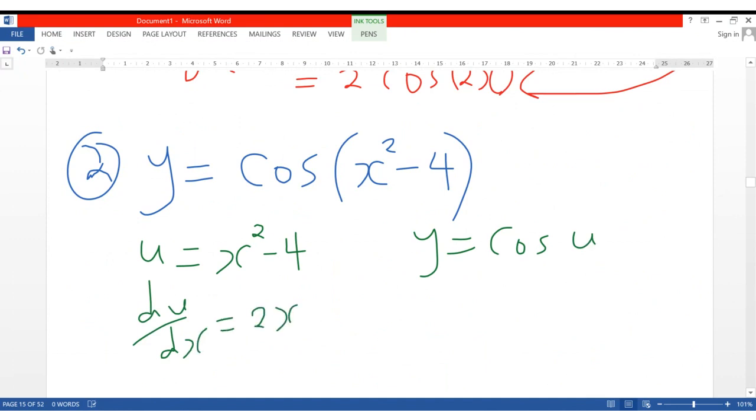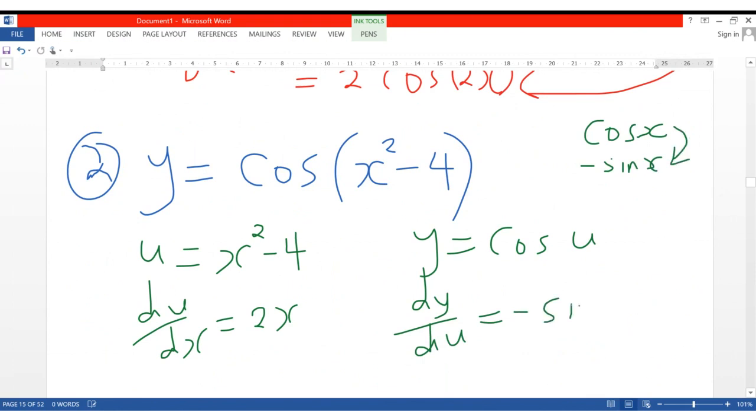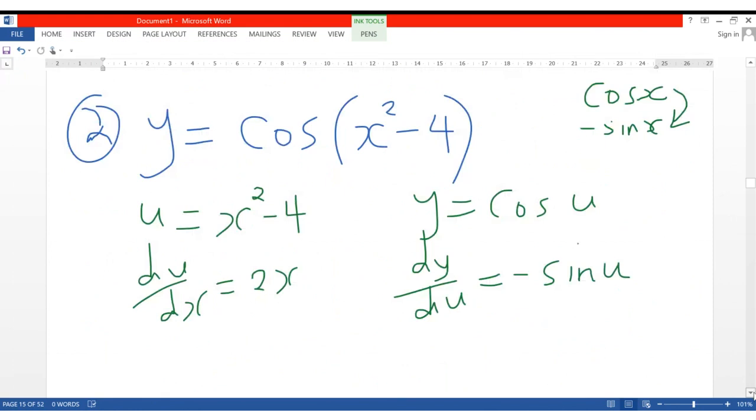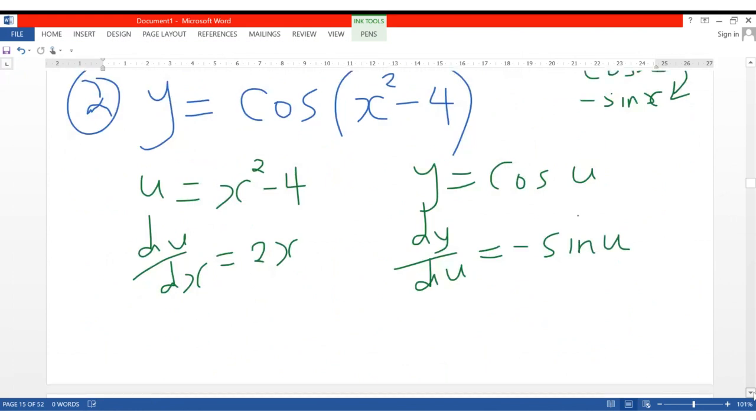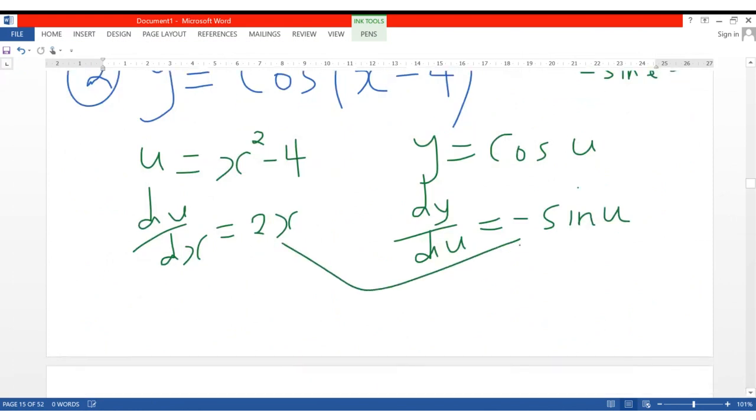And then here dy all over du. When you differentiate cos u, when you differentiate cos x, you'll get negative sin x. That is from the table. So you're able to get negative sin u. I'm reading that one just from the table, so you don't have to cram it. So let me multiply these two. Let me see what I'm getting.